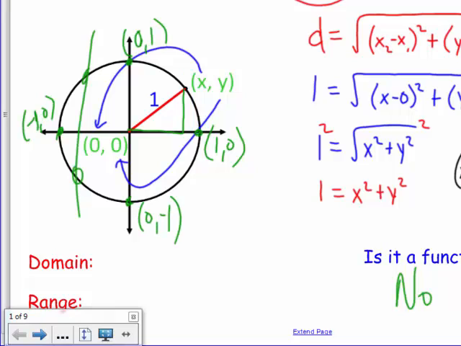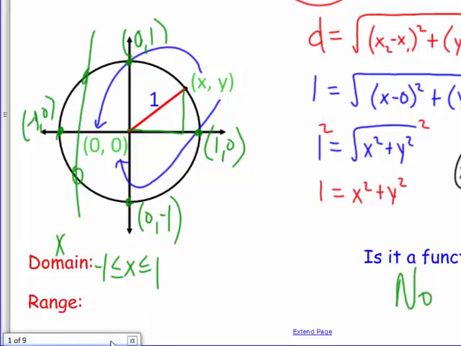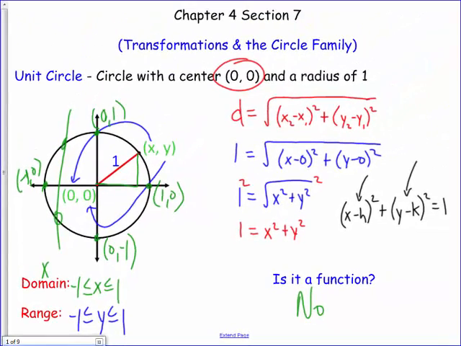So it looks like our domain, the x's, would be from -1 to 1. And we include the -1 and 1, so I got the less than or equal to's. Same thing with the range. It should be the exact same thing for our unit circle, just like that. There we go. So it doesn't go on forever in either direction because it's a circle.